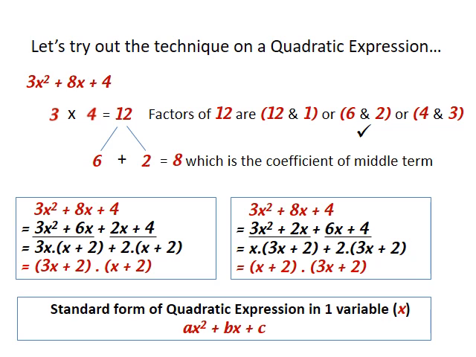So we have found out a technique for finding the factors of quadratic expression in one variable. And the way of writing a quadratic expression in the standard form is ax squared plus bx plus c, where x is the variable. A, b, c are numerical values, where a and b are the coefficients of x square and x, and c is the constant term. So in this example of ours, what will be the value of a? It will be 3, the value of b will be 8, and the value of c will be 4.